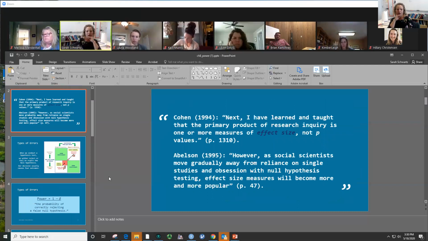Okay. Cohen said, I have learned and taught that the primary product of research inquiry is one or more measures of effect size, not the p-value. This is very, very important. Up till now, we've focused a lot on the p-value. Is there a statistically significant effect? Is the difference statistically significant? Is that p-value less than 0.05?